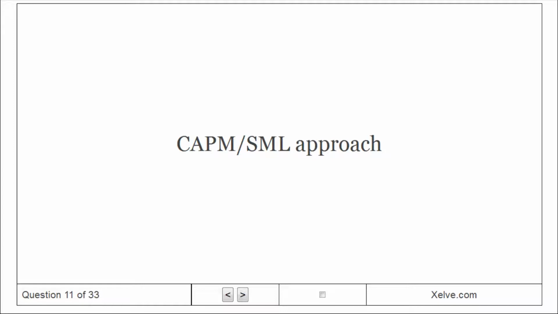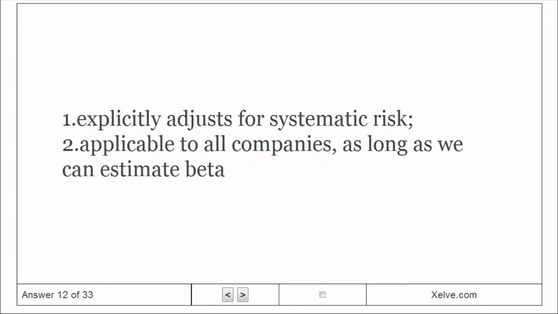CAPM, SML approach. RE equals RF plus beta times the market risk premium. Advantages of CAPM. 1. Explicitly adjusts for systematic risk. 2. Applicable to all companies, as long as we can estimate beta.